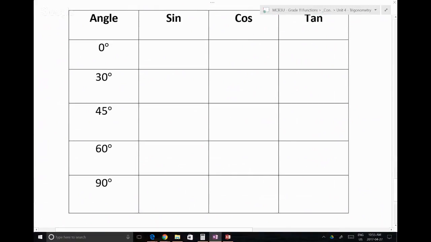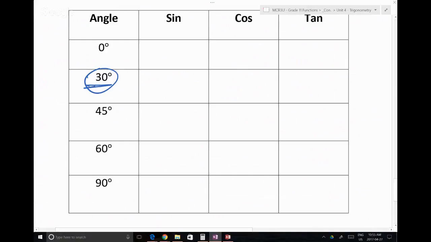So I want you to fill this in from your unit circle. Just go look at the values there. Try to do it without me. I will do one of them for you. Let's say 30 degrees. I'll actually probably put them all on here. I'd like you to try and do it without me. Pause this video or whatever.